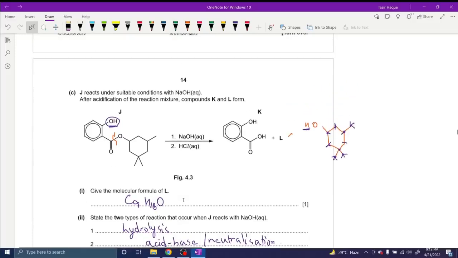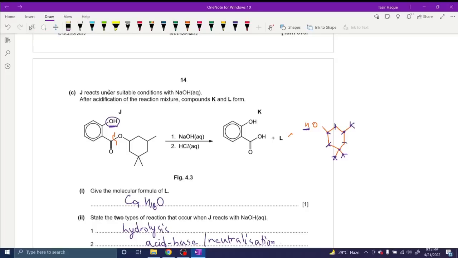So in part C, what do we have? J reacts under suitable conditions with NaOH. After acidification of the reaction mixture, compounds K and L form. Okay, so J is a compound with an ester linkage and a phenol group. It reacts with NaOH in 2 ways. Okay, so the NaOH will react with the phenol group, the one I've circled, to form a salt, right? And you know that phenols react with alkalis. And alkaline hydrolysis of the ester bond will occur. After acidification using HCl, we return to the phenol and the carboxylic acid.